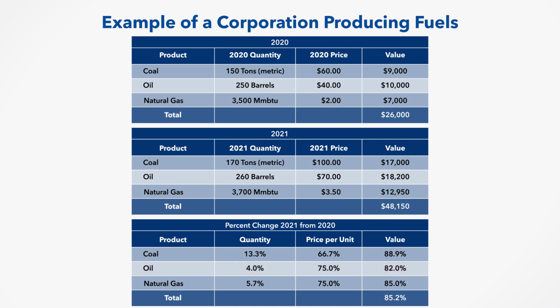Furthermore, we cannot calculate a total quantity or average price per unit because the products are not measured in the same units. More generally, it is not meaningful to add quantities of different products, even if they happen to be measured in the same units.